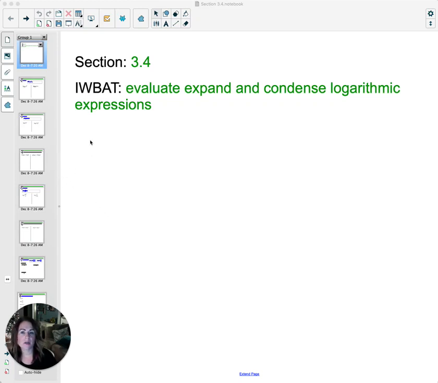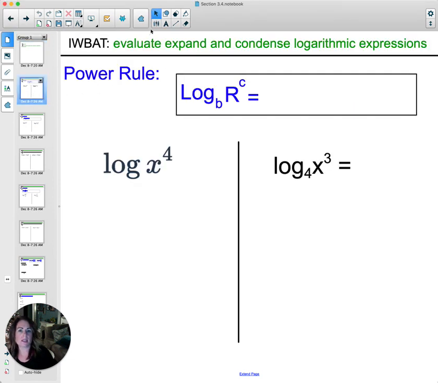In this video, we are going to continue our talk about logarithms, and we're going to talk about how to expand and condense logarithms and some rules about that. So let's take a look at the power rule.